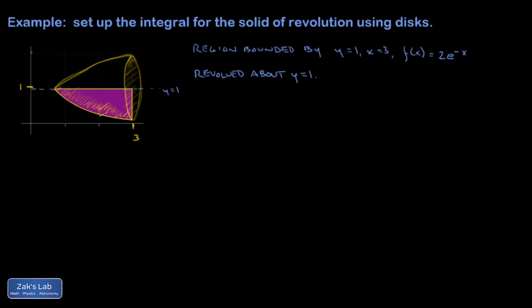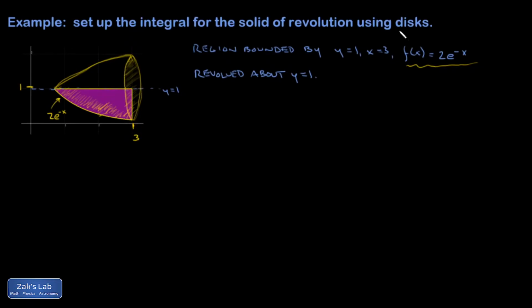In this example, we're taking a little region, this pink area of the plane, and we're revolving it around the line y equals 1 to trace out a solid of revolution. So this lower curve here is 2e to the negative x. So f of x equals 2e to the negative x. It's bounded above by the line y equals 1, and then it's bounded on the right by the line x equals 3, and then we spin it around the line y equals 1 to get our solid.